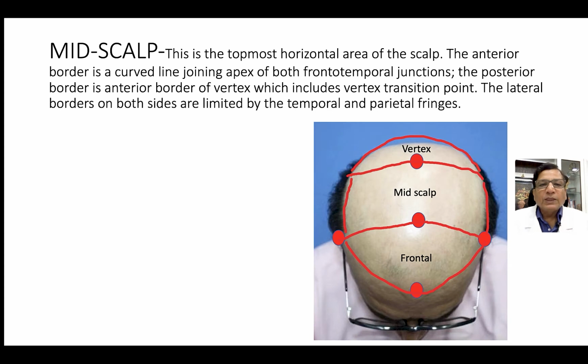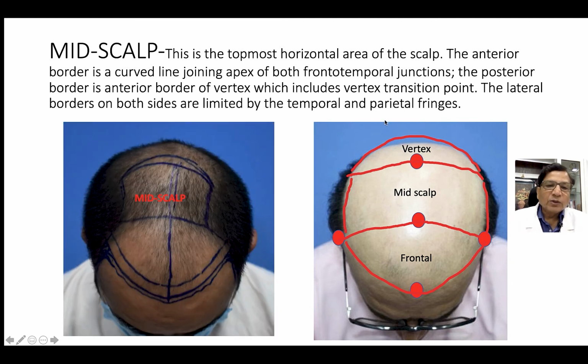Then we come to the mid scalp. This is the topmost horizontal area of the scalp. The anterior border is a curved line joining the apex of both frontotemporal junctions, and the posterior border is the anterior border of the vertex, which includes the vertex transition point. The lateral borders on both sides are limited by the temporal and the parietal fringes. So this is your mid scalp, and these are the lateral borders of the mid scalp.